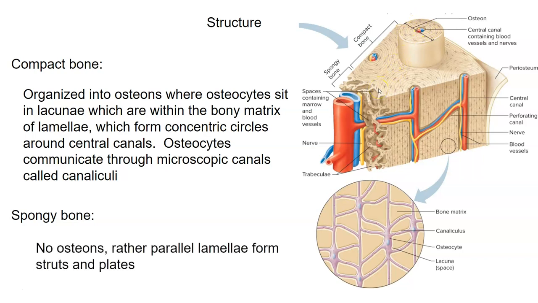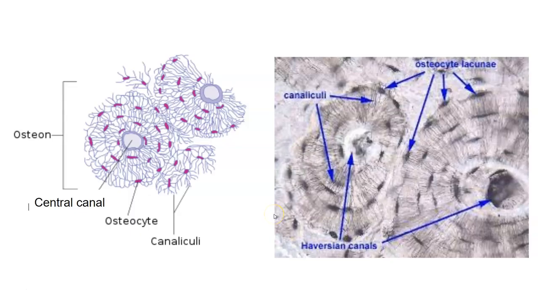If you notice, the spongy bone over here does not have osteons, so that's one way you can distinguish them apart. Another way is simply by looking at it. The compact bone looks compact, and the spongy bone looks very spongy. It has these sort of plates and struts. And then the osteocyte sitting in the lacuna has these projections that come off of it. These projections, and you can see them all right here, are called canaliculi, and the osteocytes are able to communicate through the canaliculi.